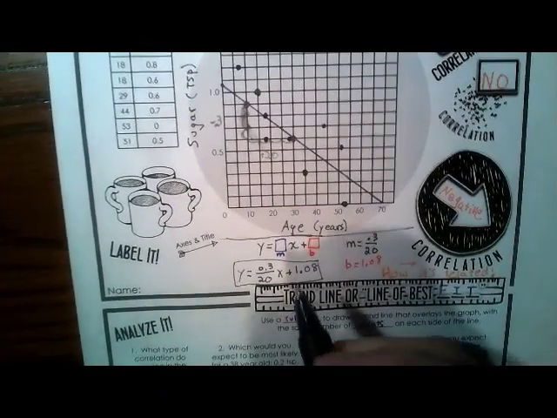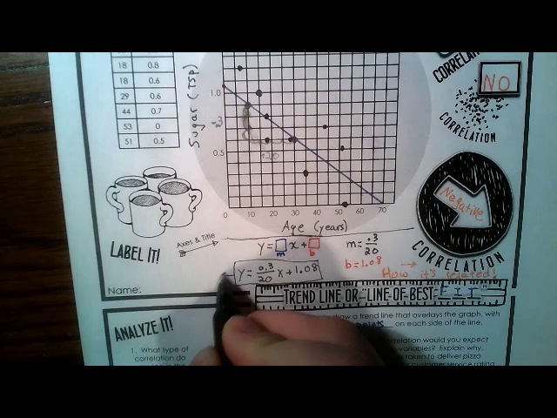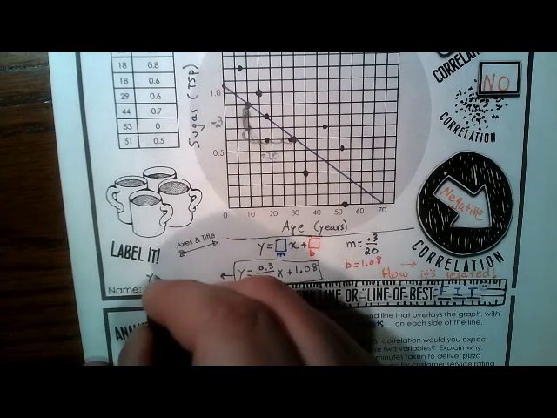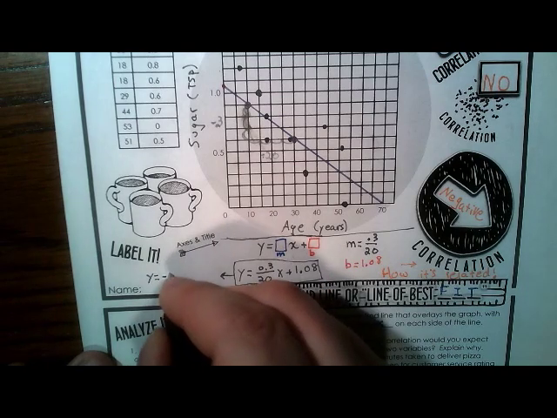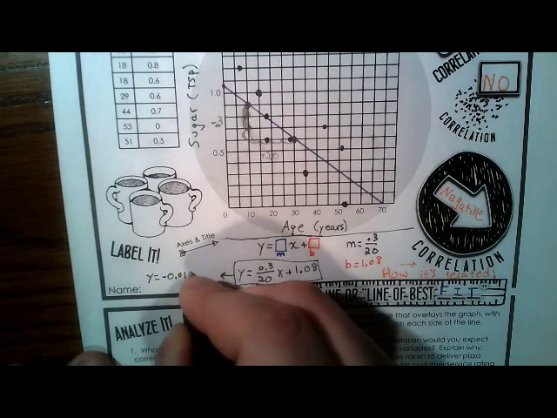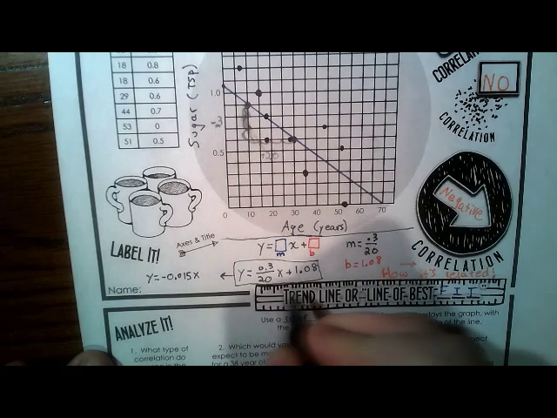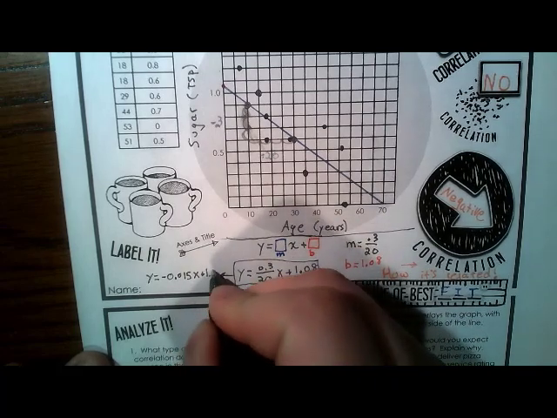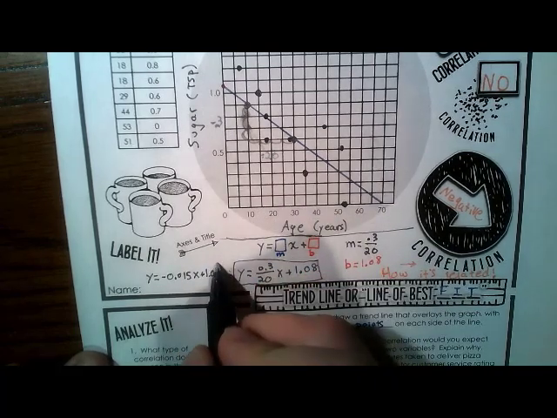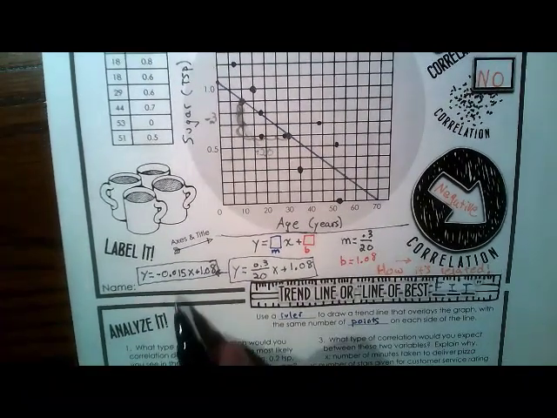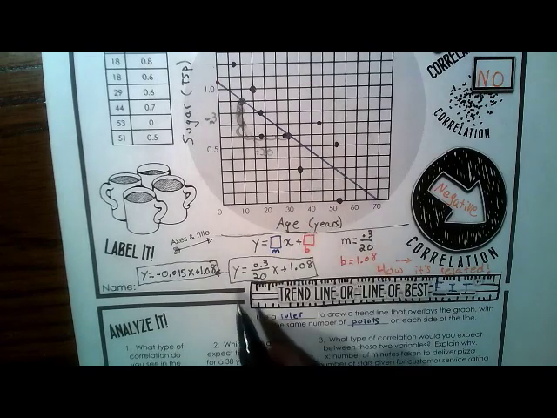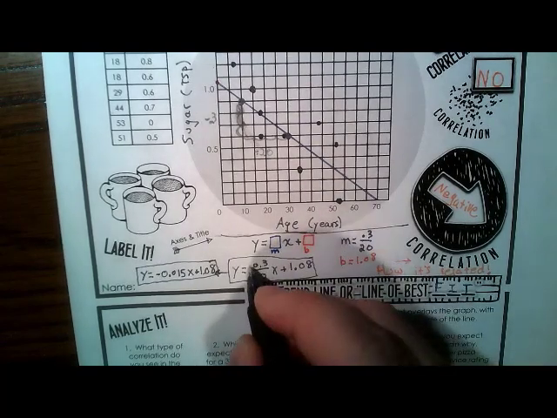And if you were to do that, you would get y equals negative 0.015x plus 1.08. So that's the equation of our trend line. Right, so this should have been negative.